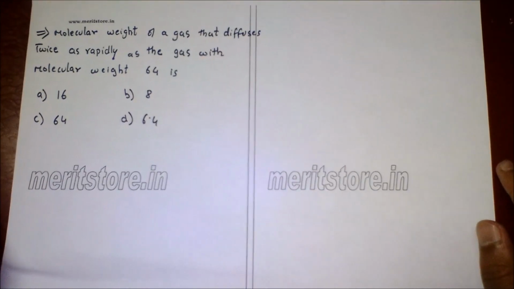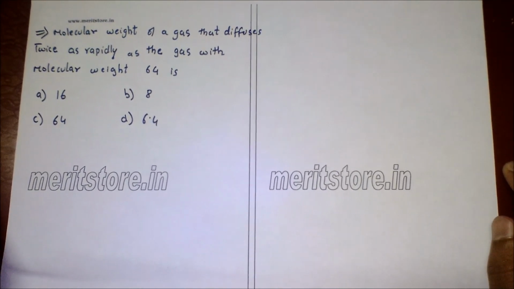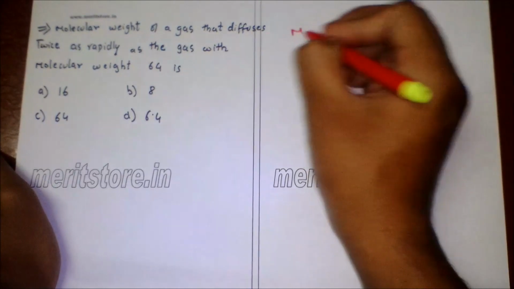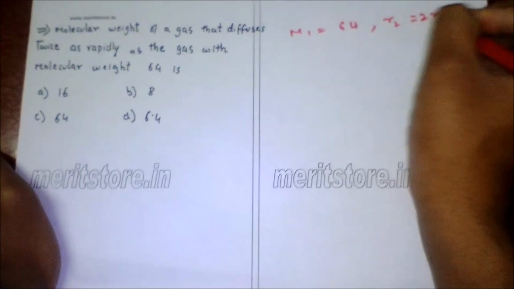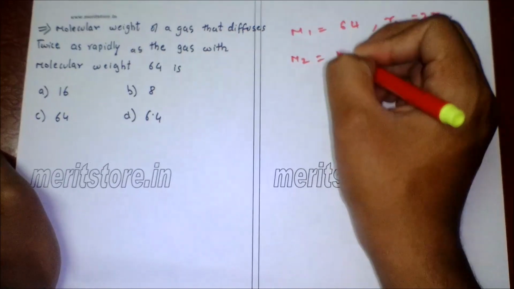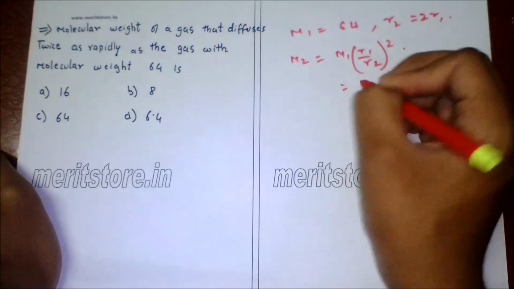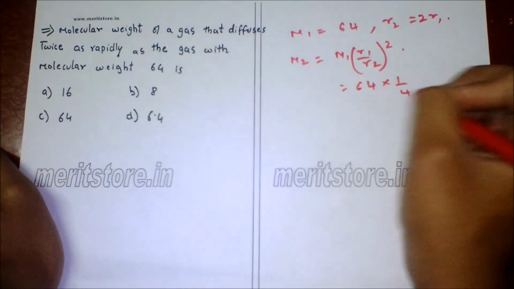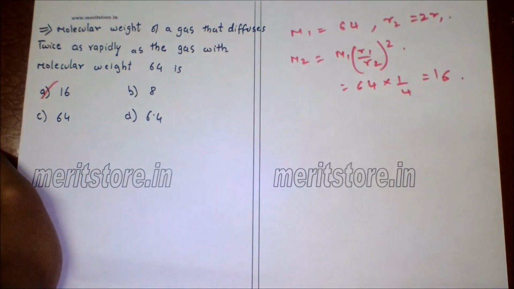The molecular weight of a gas that diffuses twice as rapidly as the gas with molecular weight of 64 is? One gas has weight 64, rate of diffusion is R2, which is 2R1. So we have to find M2, which is equal to M1 (R1 upon R2) the whole square. So 64 into 1 upon 4 comes out to be 16. So option A is the correct answer.